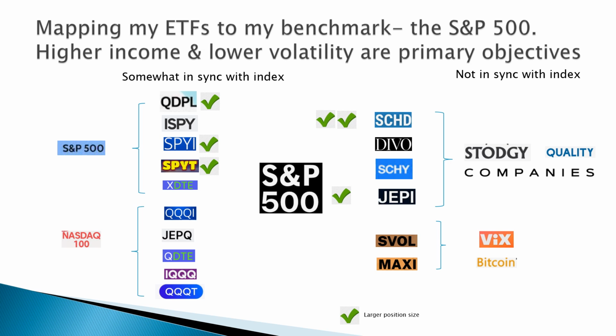JEPQ is worth talking about. JEPQ is again from JP Morgan, and it's their strategy based on the NASDAQ 100. The enormous difference between JEPQ and JEPI is that JEPI only contains 100 companies out of the S&P 500. JEPQ actually has about 90 plus.